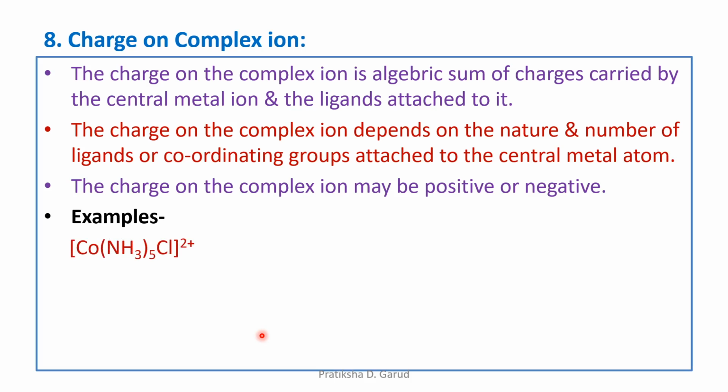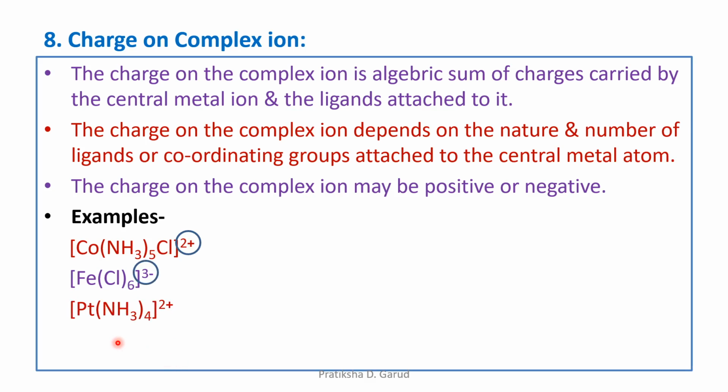This is the first example, [Co(NH3)5Cl]. This is a complex ion, as the formula is in the square bracket. On this square bracket, we have a particular charge, which is +2. So we can say that this +2 is the charge of this complex ion. Similarly, the second example, [FeCl6] 3-. Here again, this 3- is the charge on this complex ion.